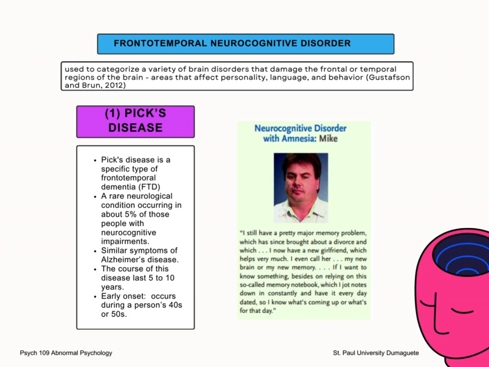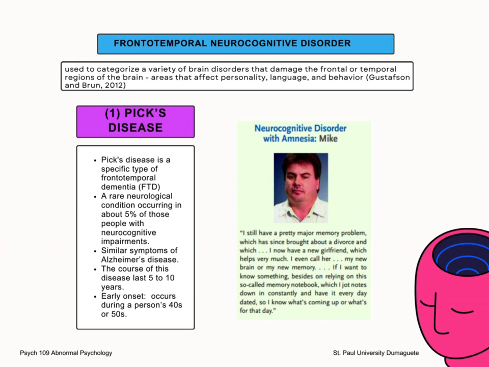As you can see there on the screen, we have neurocognitive disorder with amnesia. We have Mike. He is a divorced man. He had a wife. Now he has a girlfriend. He called her his new brain or the new memory. And then since he's having troubles with his memory, he has the so-called memory notebook wherein he's been writing everything with date and time, so he knows what's coming up or what's for that day.